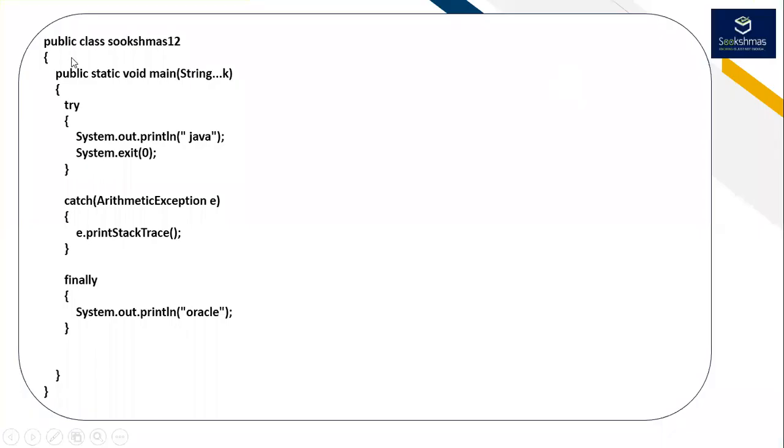This is the last code. Public class Sukshmas12. Execution of the program begins from main. Here I have try, catch, and finally. In try, System.out.println of Java. I'm calling System.exit(0). Here the catch block is there and the finally block is there. So Java will be printed, sir. Java will be printed. Why?